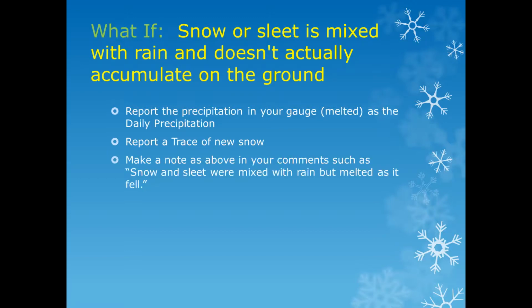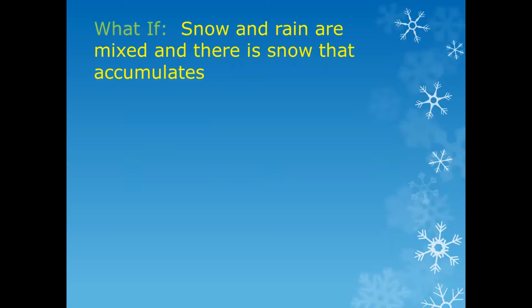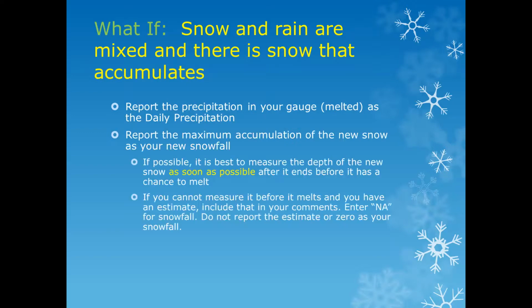And then you make a note in your comments that they were mixed, but melted as it fell. So what if there's snow and rain that mixes and there is snow that accumulates? Well, different side of the question. Clearly we always report our gauge catch as daily precipitation. That's the first one, always the same. Then you report the maximum accumulation of the new snow as your new snowfall.